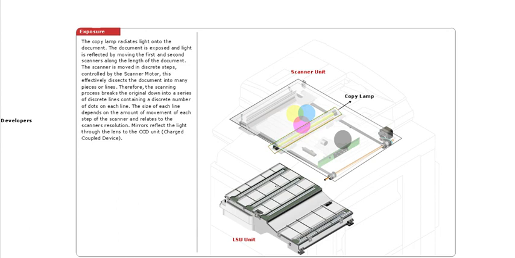The document is exposed and the light is reflected by moving the first and second scanners along the length of the document. The scanner is moved in discrete steps controlled by the scanner motor. This effectively dissects the document into many pieces or lines. Therefore, the scanning process breaks the original down into a series of discrete lines containing a discrete number of dots on each line. The size of each line depends on the amount of movement of each step of the scanner and relates to the scanner's resolution. Mirrors reflect the light through the lens to the CCD unit, charge-coupled device.